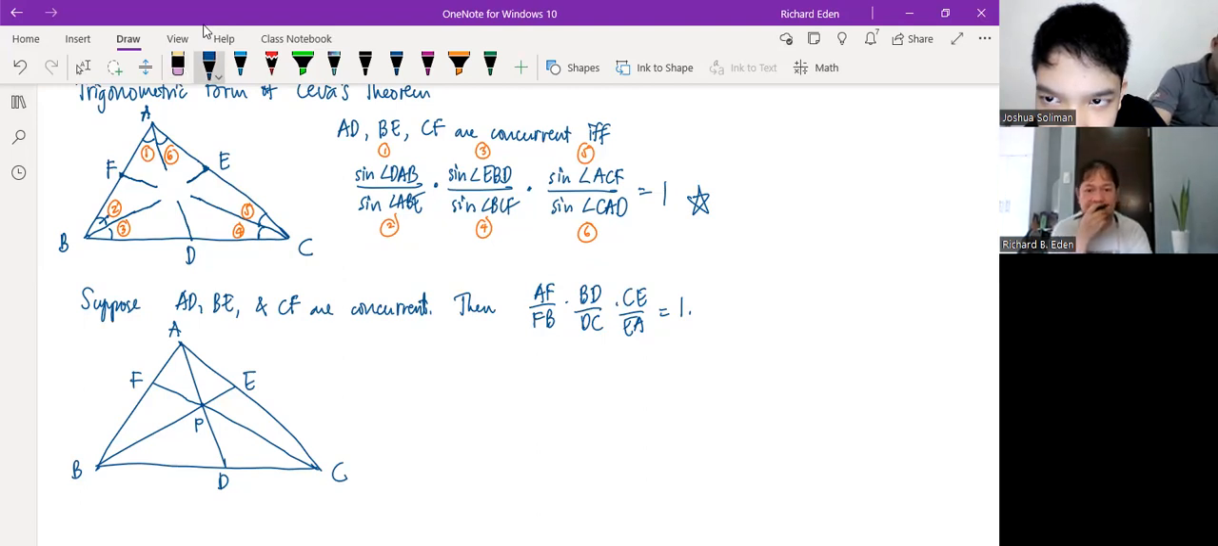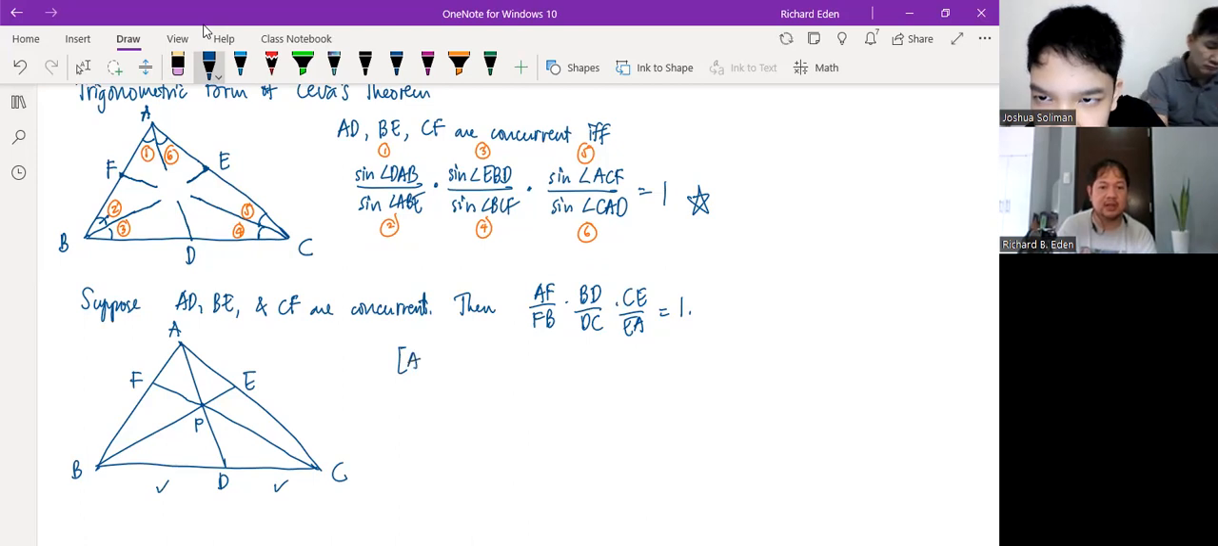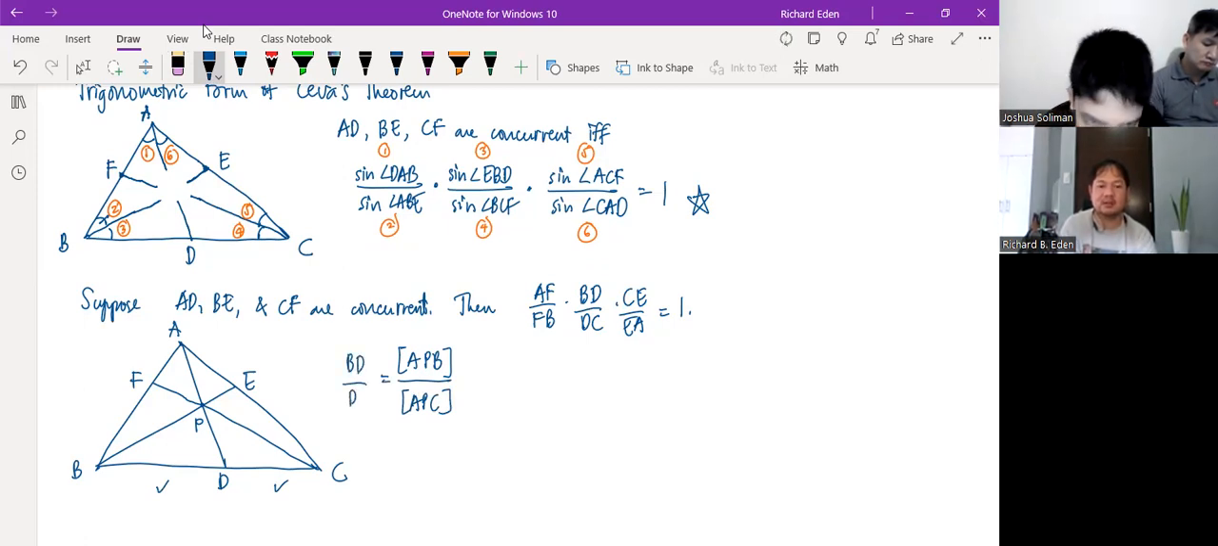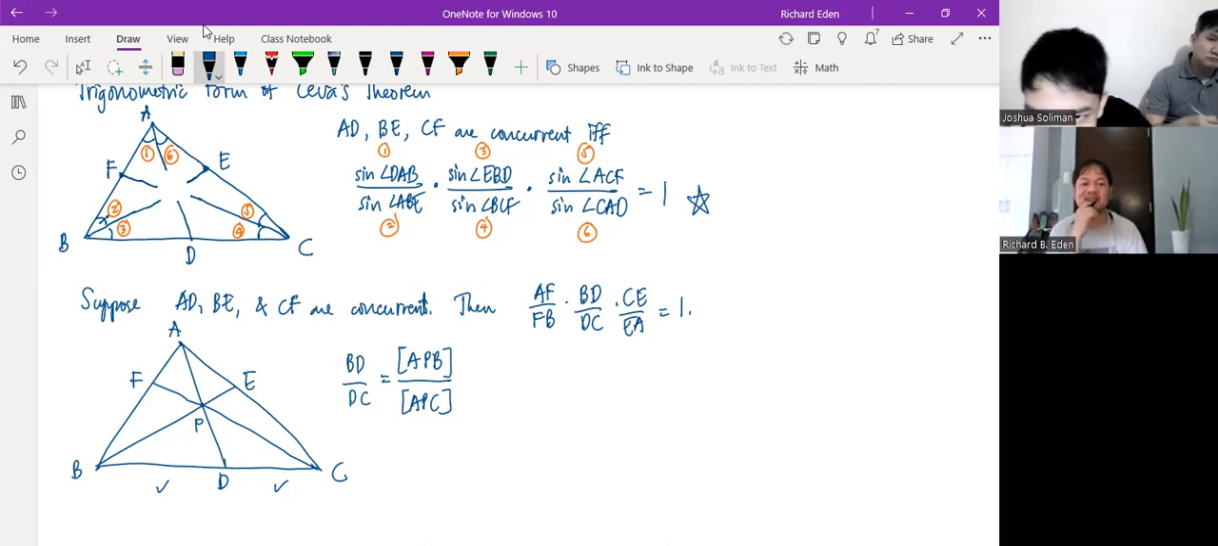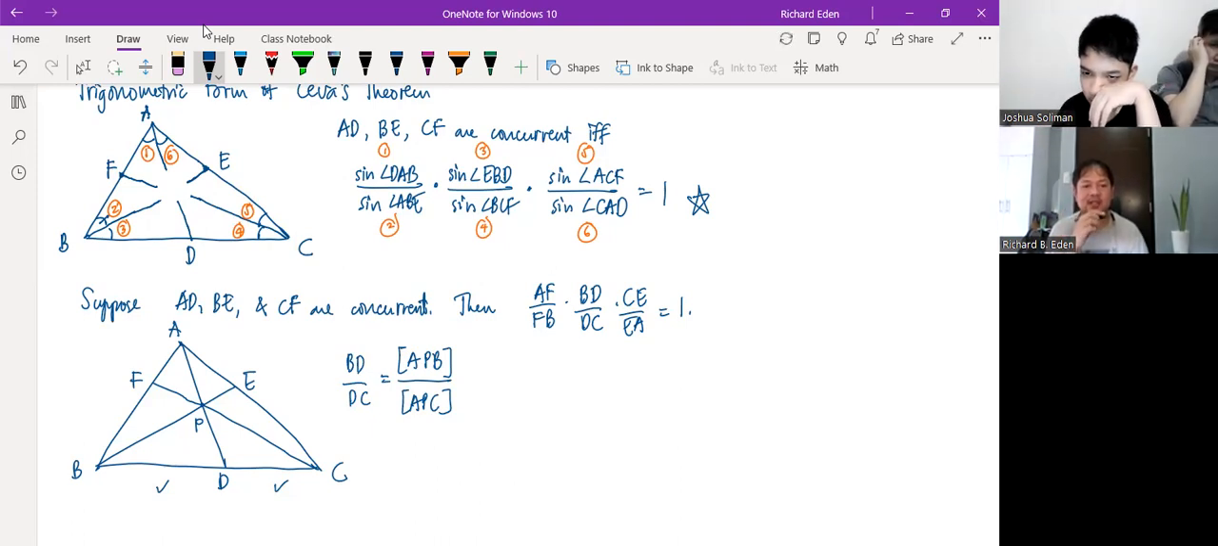Okay. Let's have a look at BD over DC. BD over DC, using something that we have encountered before in the past in terms of areas, in particular, the area of APB over the area of APC. Do you see this is equal to BD over DC? But you remember this, right? So the BD over altitude DC, so APB over APC.